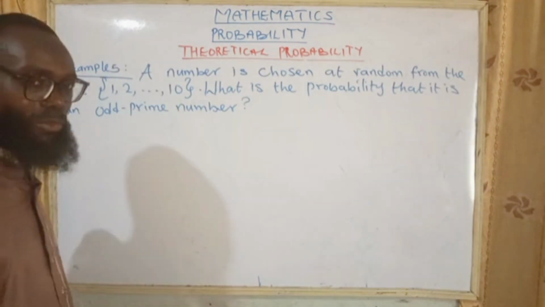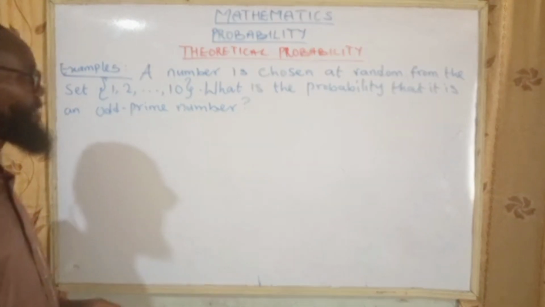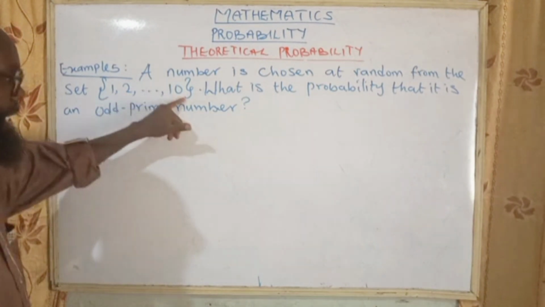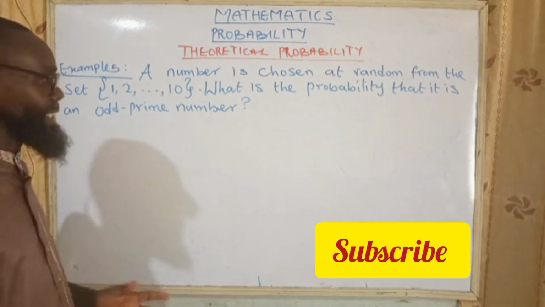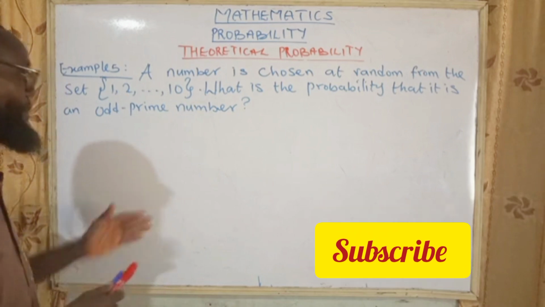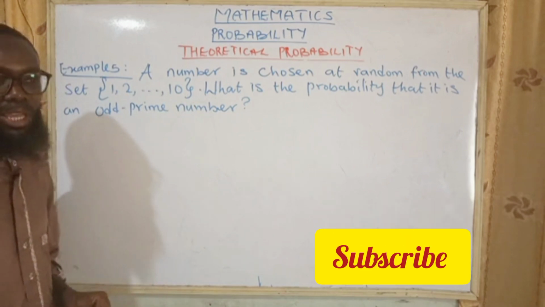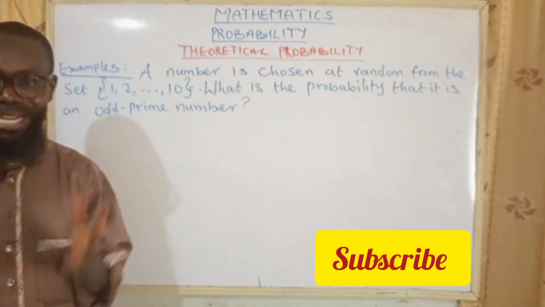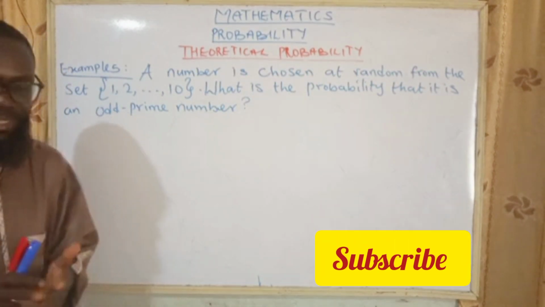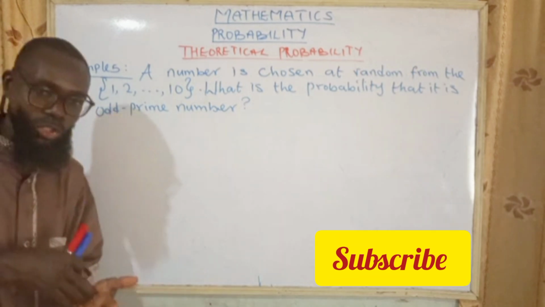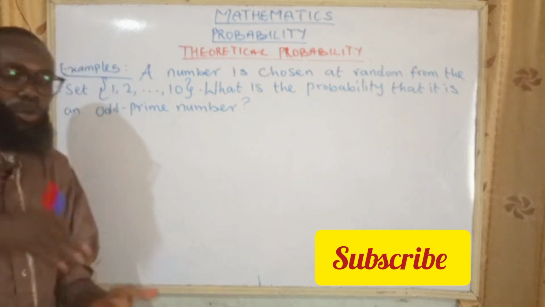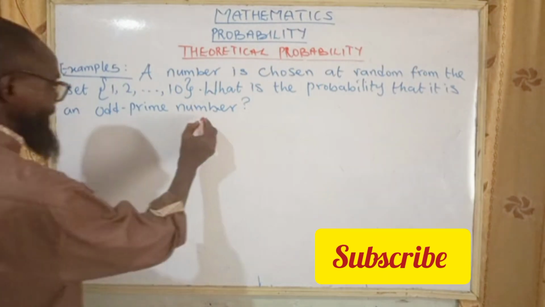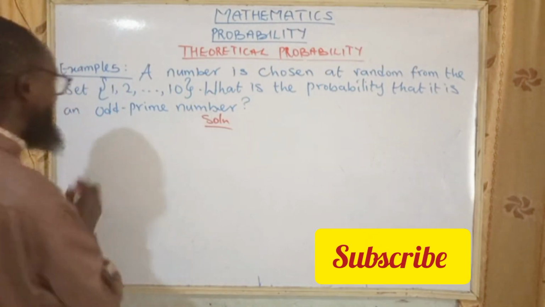Next example to be example 5. A number is chosen at random from the set 1, 2 to 10. What is the probability that it is an odd prime number? It is not that they are asking for the probability of an odd number or a prime number. They are asking for the probability of an odd prime, meaning that there are some numbers that are odd and as well, they are also prime numbers. But the first thing is we must understand our numbers first.